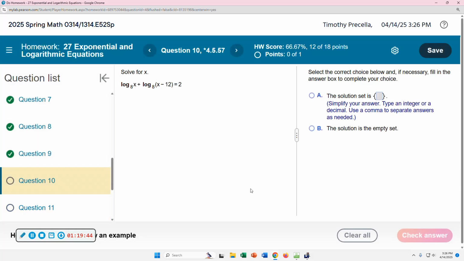Number 10. Okay. Log base 8 of x plus log base 8 of x minus 12 is equal to 2. Log base 8. There's nothing unusual about this problem. It's very similar to one we've already done. But I didn't want to have fewer than 10 problems, so that's why I put this one on there. Okay. There was really only one correct first step. What is it? Switch to my paper.